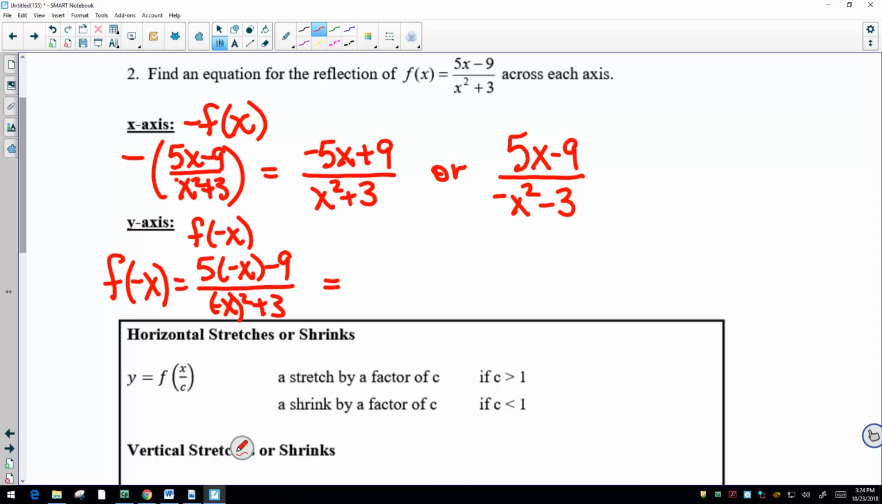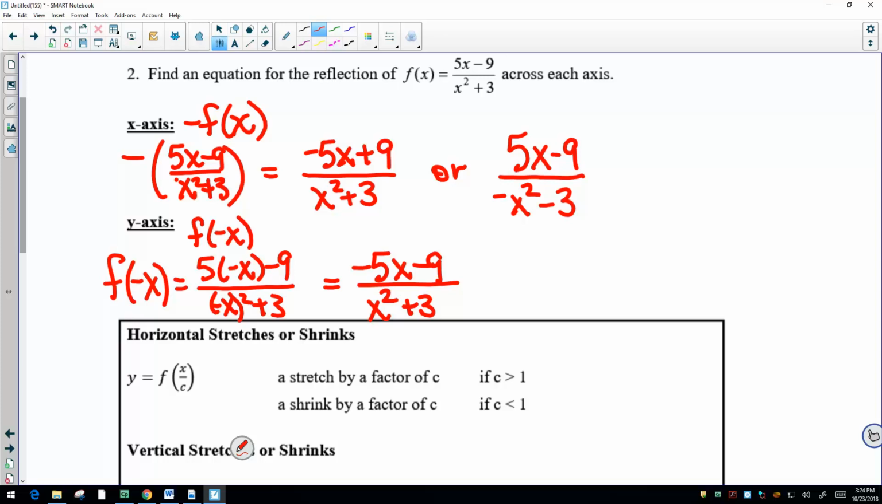When we simplify this, now we're going to have a negative 5x minus 9, and on the bottom, when I square a negative, it becomes positive. And that would be the equation to reflect that over the y-axis.